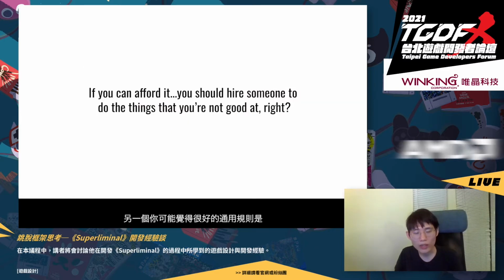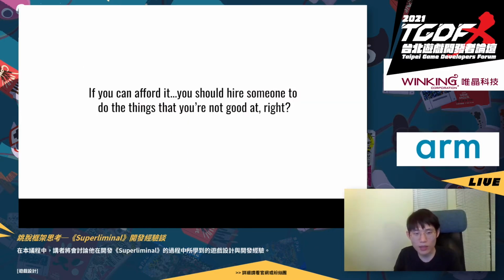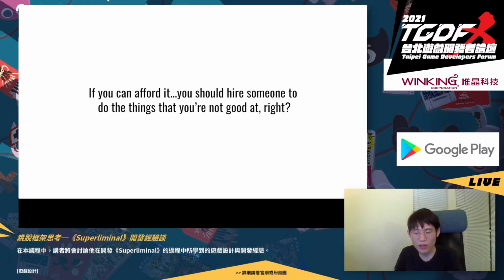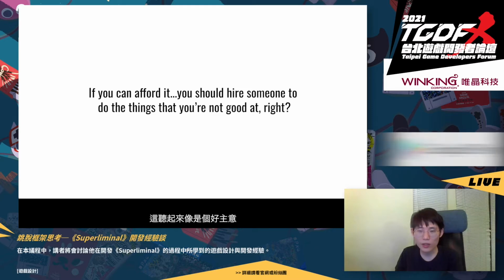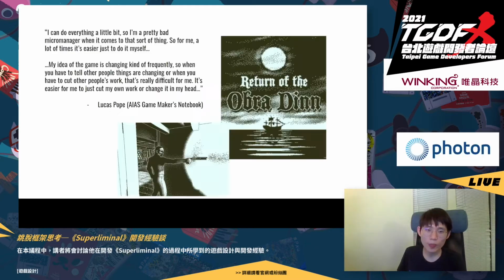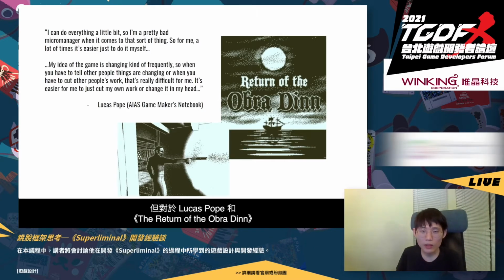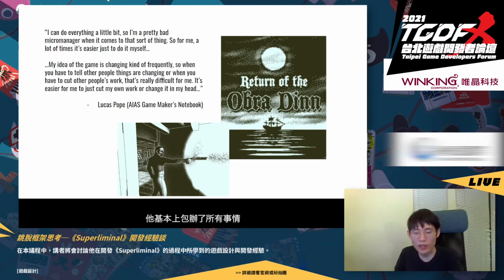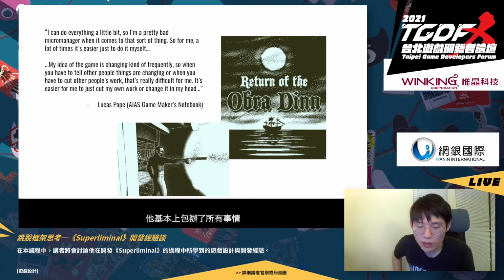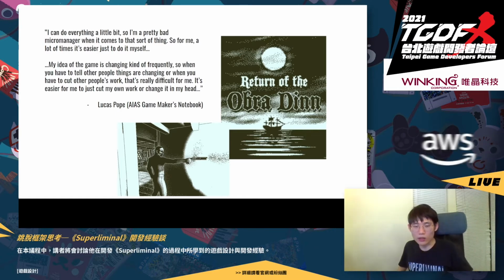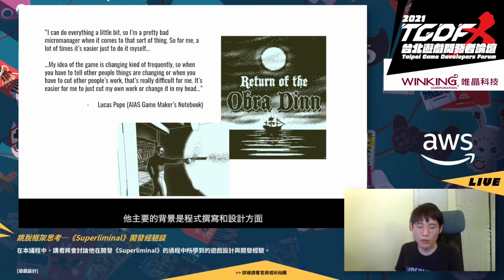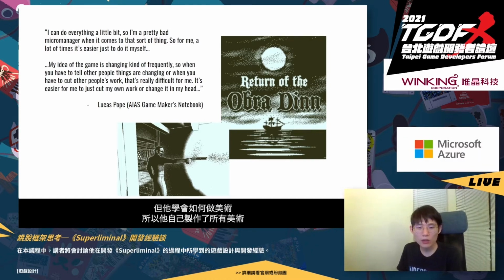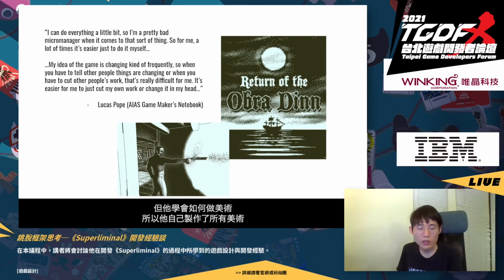Another general rule that you might say is very good is, if you can't afford it, you should hire someone to do the things that you're not good at, right? Generally, that sounds like a very good idea. But for Lucas Pope in The Return of the Obra Dinn, he actually did basically everything himself. He's mostly coming from a programming background and a design background, but he learned how to do the art, and he made all the art himself as well.